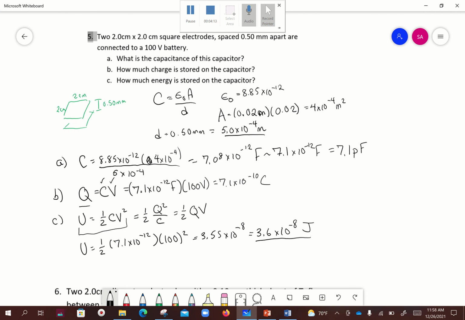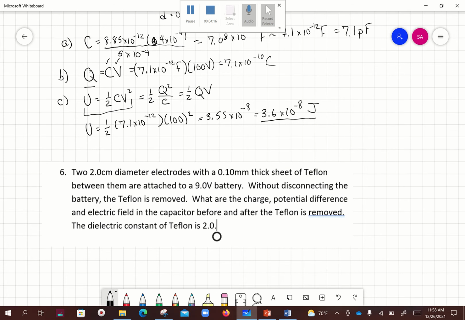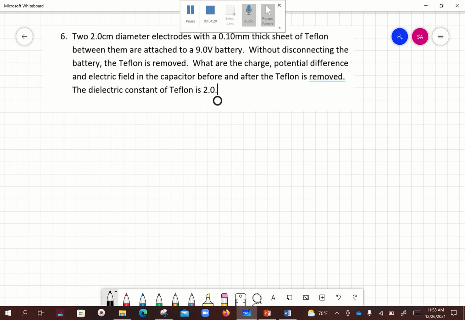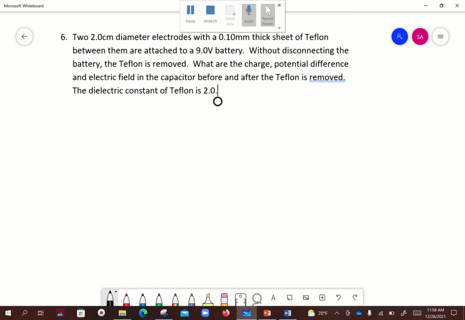All right, let's do one now where we put a dielectric in. All right, so now I've got circular electrodes that are 2 centimeters in diameter. Get my numbers.